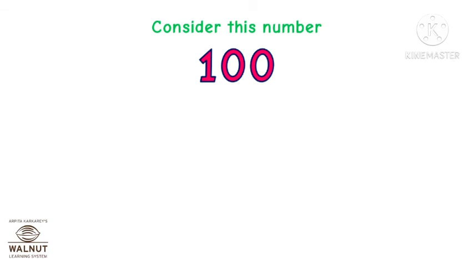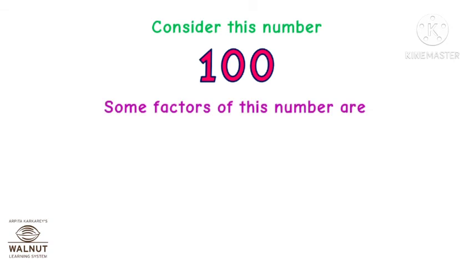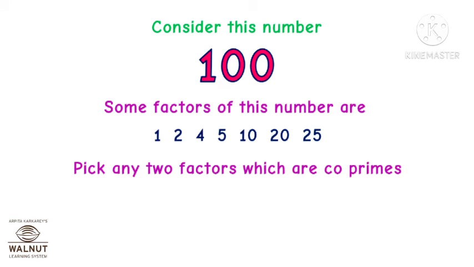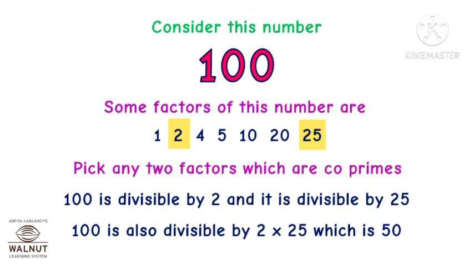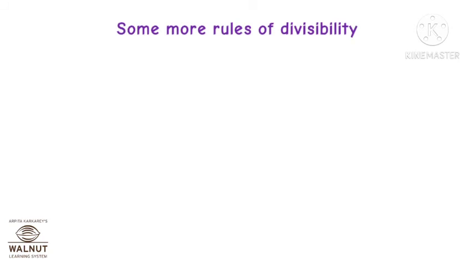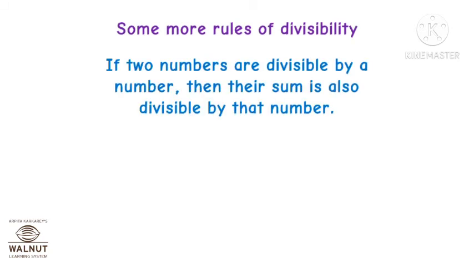Consider this number 100. Some factors of this number are 1, 2, 4, 5, 10, 20, 25. Pick any two factors which are co-primes, 2 and 25. 100 is divisible by 2 and it is also divisible by 25. 100 is also divisible by 2 into 25, which is 50. Some more rules of divisibility. If two numbers are divisible by a number, then their sum is also divisible by that number. Let's see how that works.